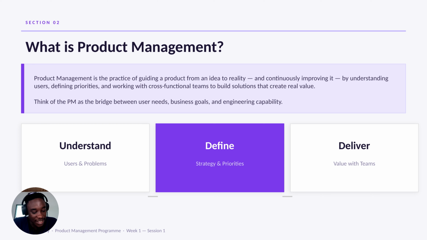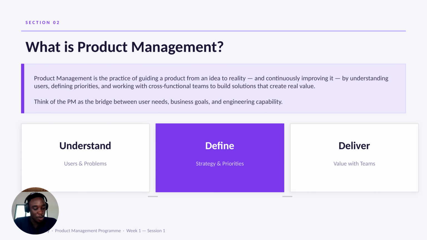So you don't write the code as a product manager. You don't design the screens as a product manager. You lead in between all this. And without you, nothing ships. So you have to memorize these three words: understand the user and his or her problems and complications; define priorities and strategies to put in place to solve this problem; and deliver real-life value to the user as a solution. So the UDD: you understand, you define, and you deliver.